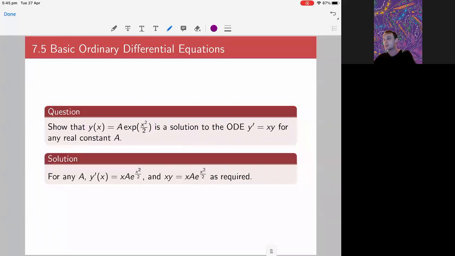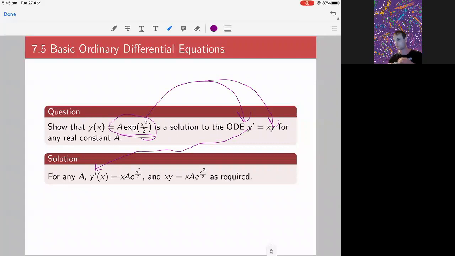Well, it's basically just a case of putting this expression in and hoping everything works out. Let's evaluate the left-hand side. If y equals a times the exponential function of x squared on 2, I need to differentiate that. How do I differentiate that? Well, this is the chain rule, and we also have to remember how the exponential function differentiates.